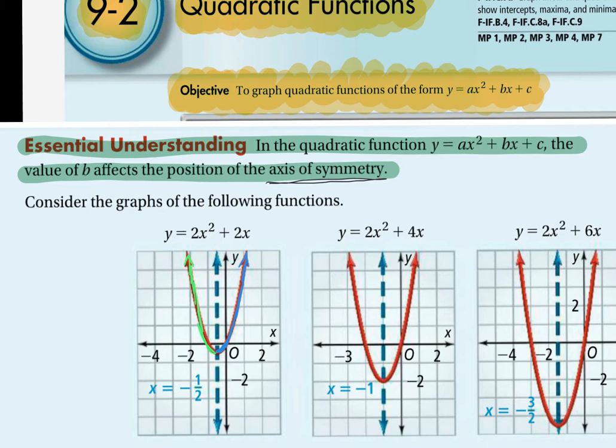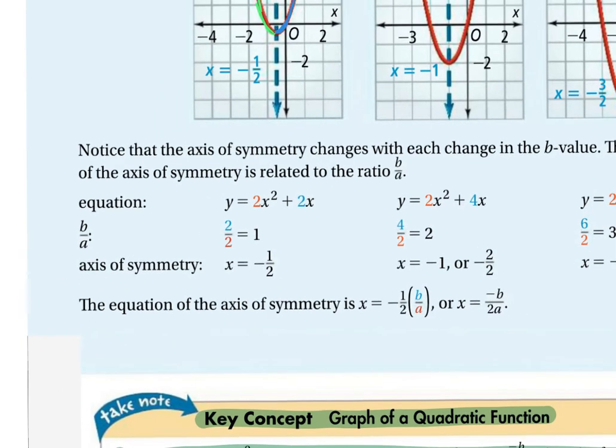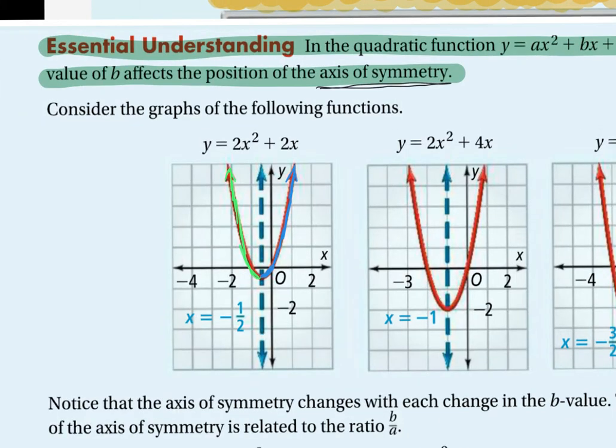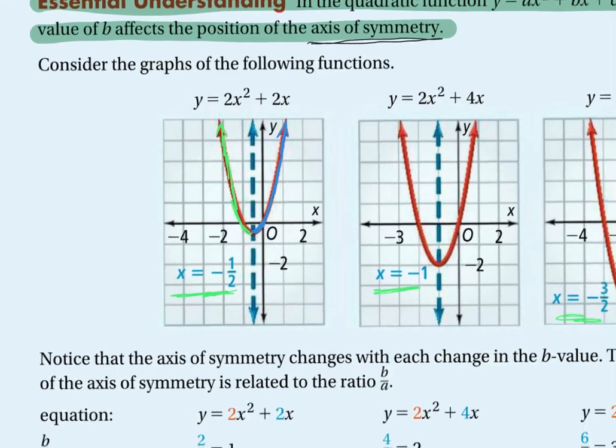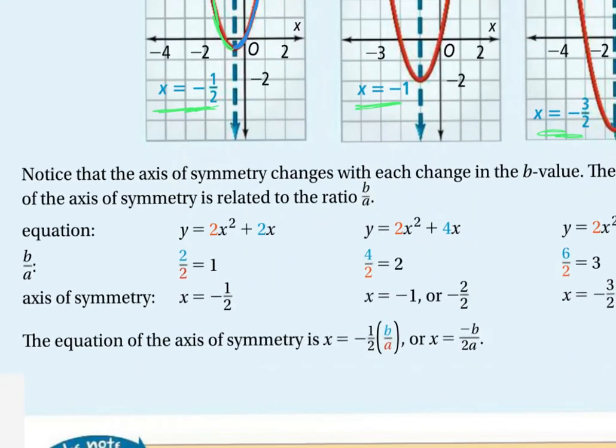There's a really easy way to figure out where your axis of symmetry is, and it has to do with using A, B, and C. Our axis of symmetry is always going to be in the form x equals a number. But how do we find that number? It's just going to deal with the ratio of B over A.